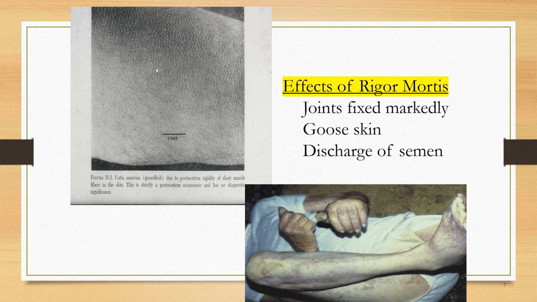The effects of rigor mortis: the joints are markedly fixed. Because of stiffening of the erector pili muscle, if hair fibers are there, they stand erect, and if there are no hair fibers, the skin appears like goose skin. Also, because of constriction of the scrotal muscles, there can be discharge of semen.